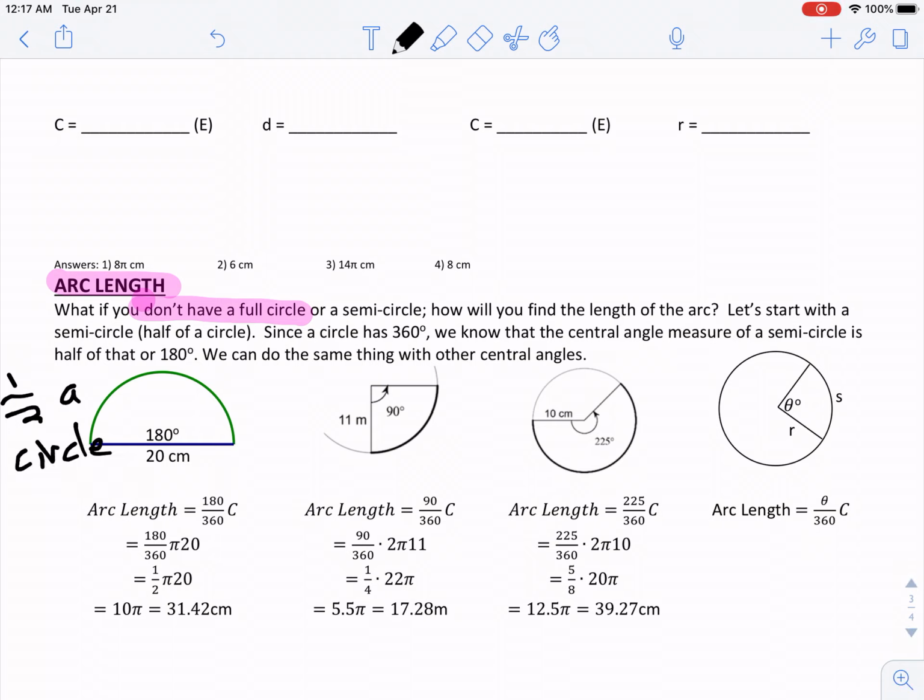Here they have a 1/4 of a circle. And these other ones are slightly different. Notice each time what they're doing, though, is they're taking the entire circumference each time, and they're multiplying it by a fraction.